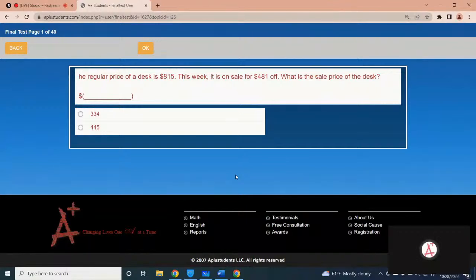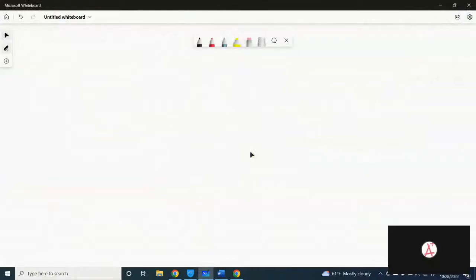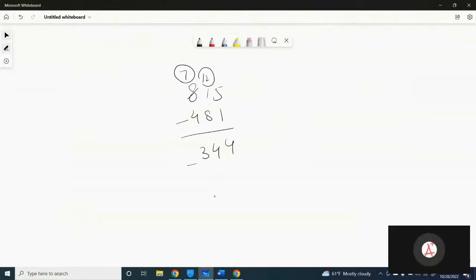So you have to subtract 815 minus 481. Okay, just subtract them. 5 subtract 1 is 4. You cannot subtract 8 from 1, so you have to borrow 1. It would be now 11, and here you have 7. So 11 subtract 8 is 3, and 7 subtract 4 is 3. That means the price after the discount is 334. Got it?